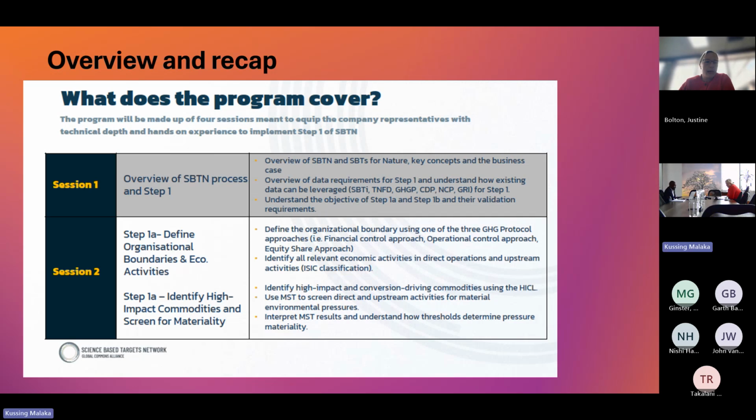So Malaka's already done a recap, but I wanted to just pause on this overview and recap slide, just again to frame our discussion today. As Malaka said, step 1A is the first stage in assessing the company's environmental impacts and identifying which pressures are most material. So it's quite an important step. I don't think it's the hardest step, but it does frame the work going forward.